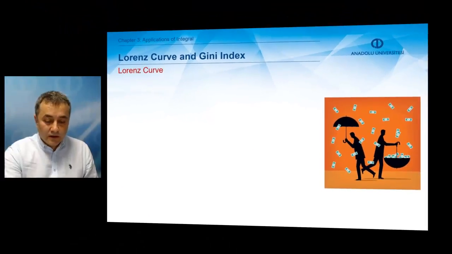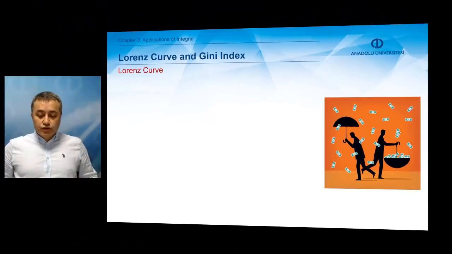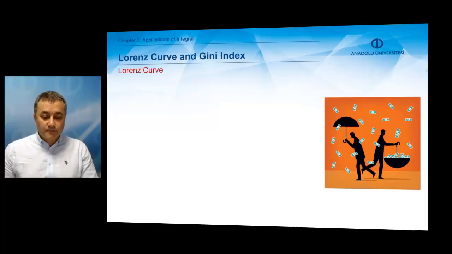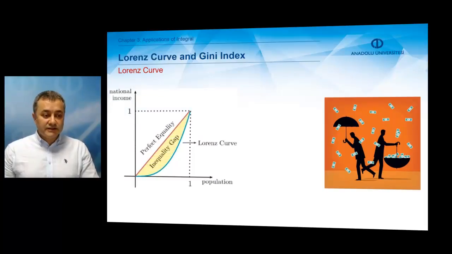Now, in order to measure the distribution of income, various methods have been employed. One of the most commonly used ones is the Lorenz curve, which was developed by Max Lorenz in 1906.